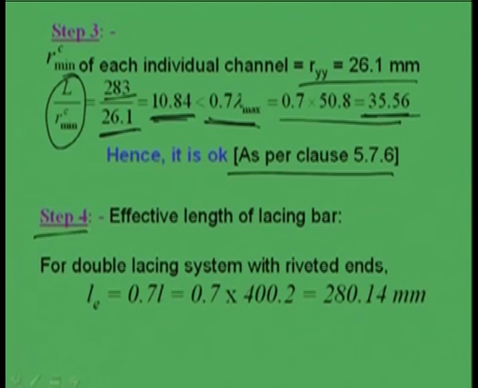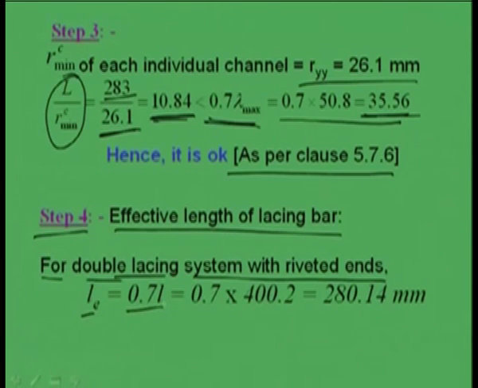Now in step 4, in the next step we will find out the effective length. In case of double lacing system with riveted ends, we know the effective length will become 0.7 L. In single lacing system it is L, and in double lacing system it is 0.7 L for riveted joint. For welded joint, for single lacing system it will be again 0.7 L, remember.